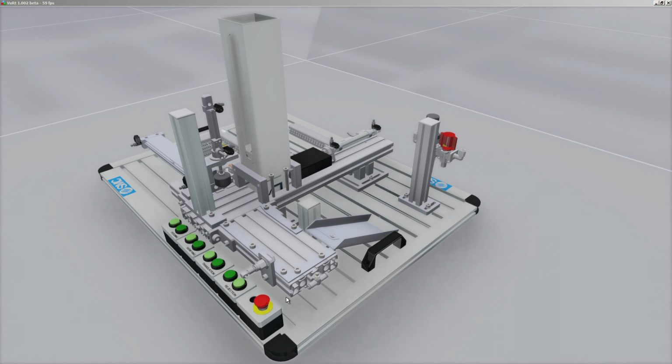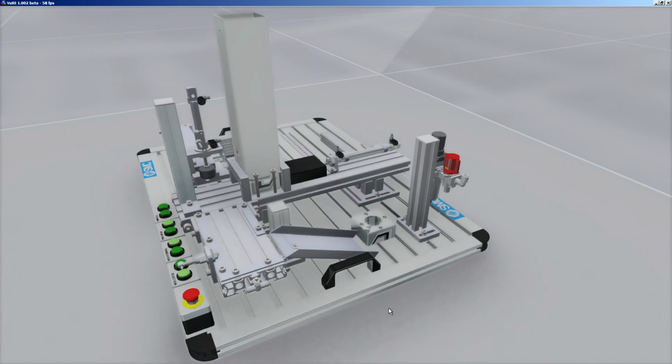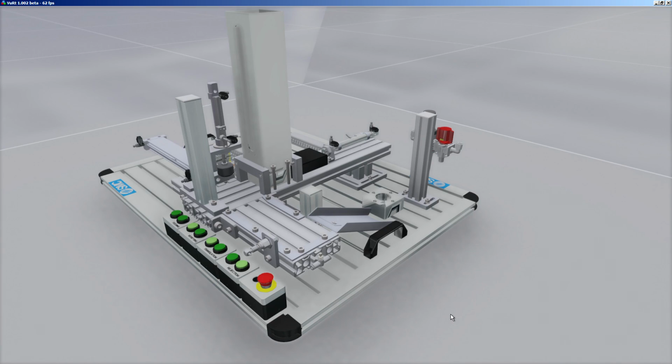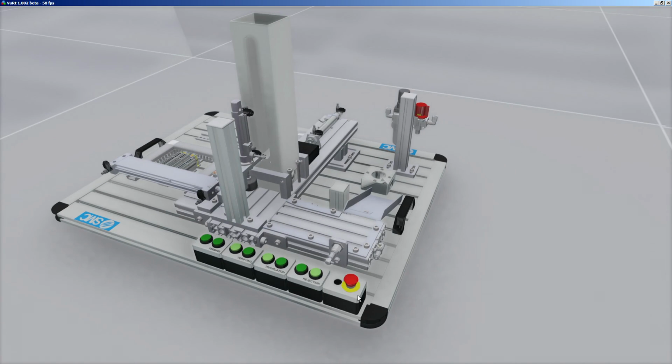Okay, let's reset again and try again. We can move the pieces manually like this. Okay. Hope you will enjoy this simulation.